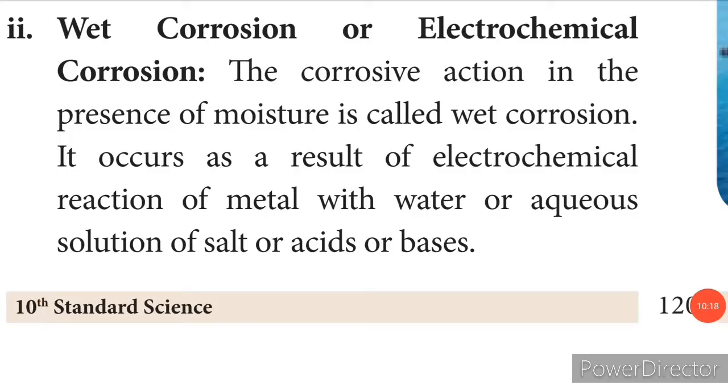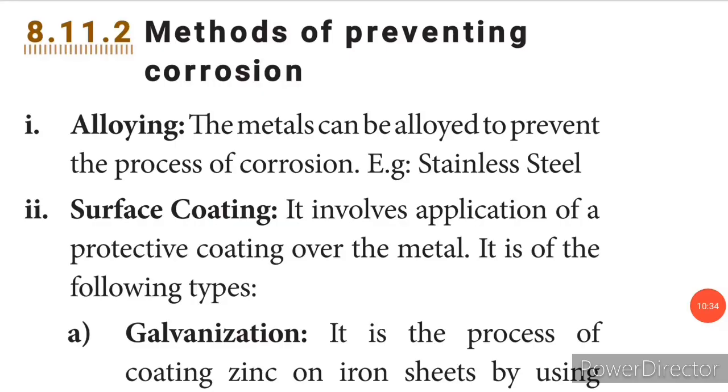Now the next one is wet corrosion, or electrochemical corrosion. Wet corrosion, as the name indicates, the presence of moisture leads to corrosion, isn't it? So when the metal comes in contact with moist air or water or the solution of acids or bases, it gets corroded. Now we saw two types of corrosion, isn't it? One is dry corrosion and the other one is wet corrosion. One takes place in the absence of moisture, that is dry corrosion, and the other takes place in the presence of moisture, that is wet corrosion.